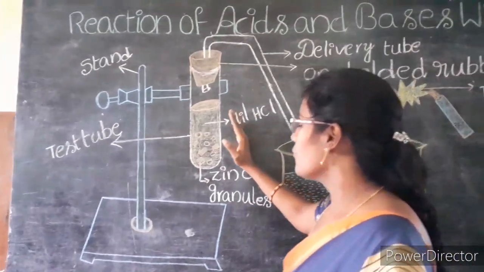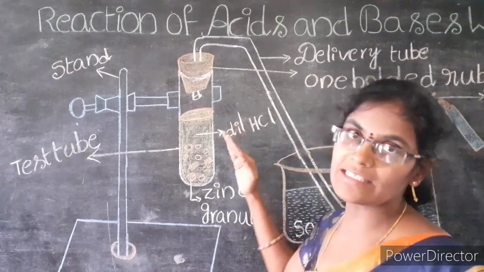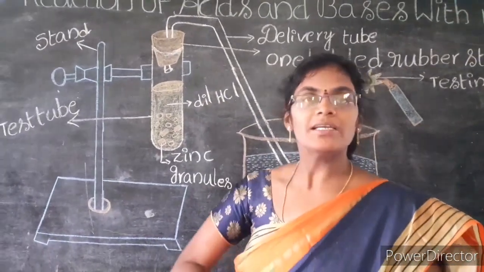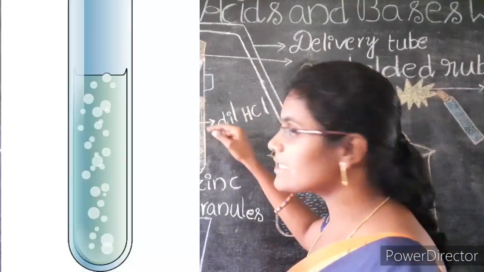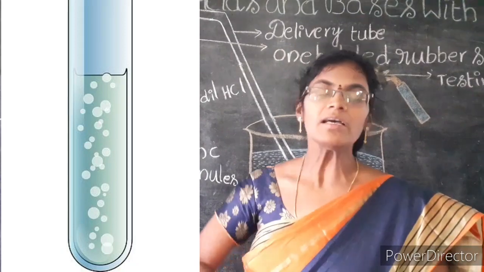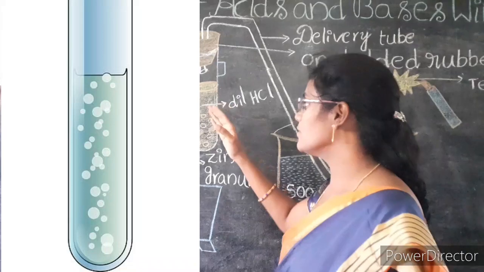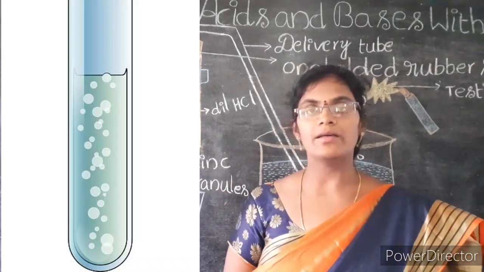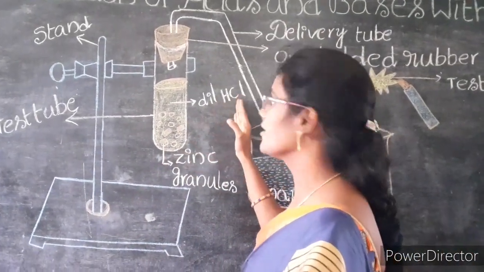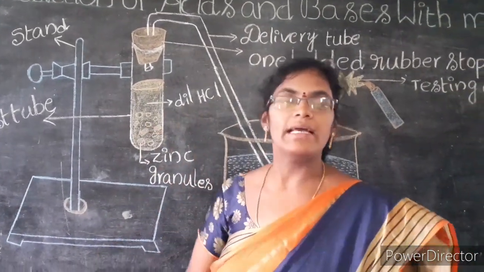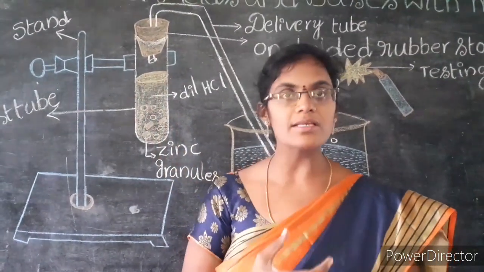Here, we observe some changes in the test tube after some time. Children, can you guess what changes we can observe in the test tube? Here the effervescence will come. Effervescence means bubbles. Okay. So why are the bubbles formed in the acid? Because here the zinc granules are reacting with hydrochloric acid and they evolve a gas. So the effervescence indicates that gas is evolved in this reaction.